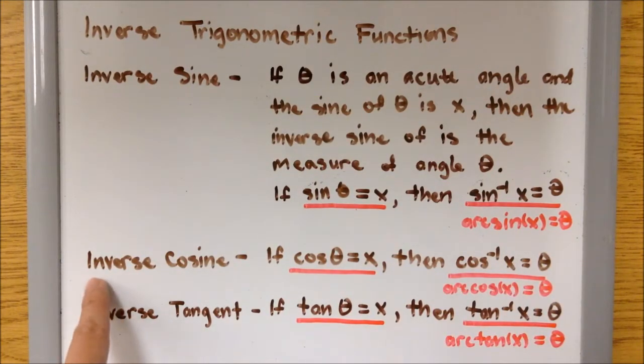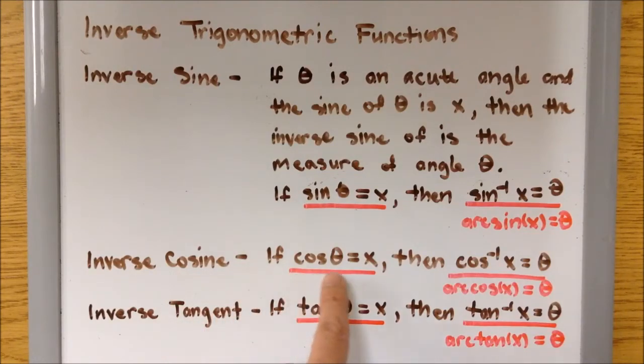So the same can be followed. Inverse cosine: if cosine theta equals x, then cosine inverse x equals theta, or inverse cosine of x equals theta, or arc cosine of x equals theta. Same for inverse tangent. If tangent theta equals x, then tangent inverse of x equals theta, or inverse tangent of x equals theta, also known as arc tan of x equals theta.